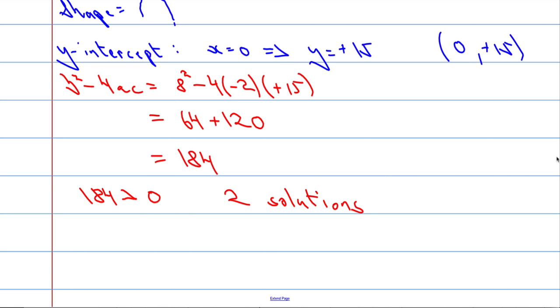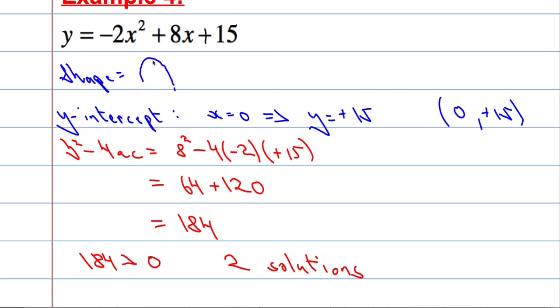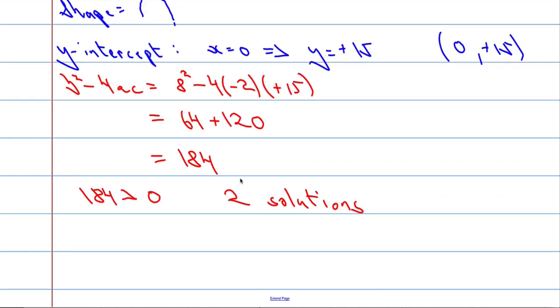Right, next thing, I'm going to work out the maximum point. Okay, it's an n-shaped graph. It looks like this, so we're going to have a maximum point somewhere. So let's work that out. The max. The max comes from completing the square. So what had we got?